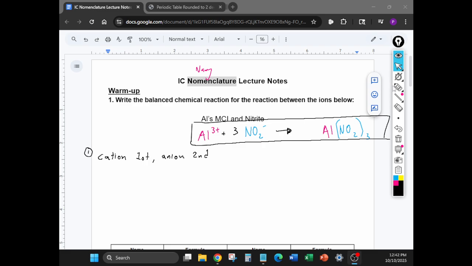Okay, second rule for the name, it's very easy. The cation, the first name, is going to keep its name. We'll talk about what that means in a second, but the cation keeps its name. Okay, so all you need to do is find the name of the cation, and you just write it down. You don't change anything about it, just copy it down exactly the way it is.